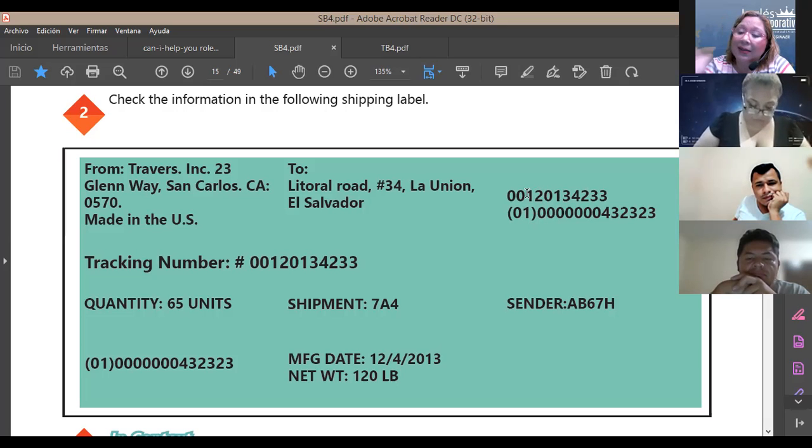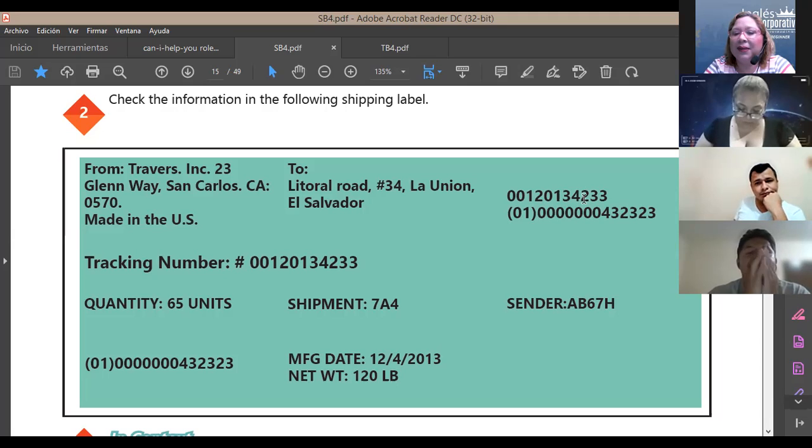But in this case, look at this. Here we have a tracking number, right? Do you see the tracking number here? 00120134233. Isn't it this one? Okay, miren por acá, está definido, ¿verdad? Pero no, está puesto, pero no está especificado que este es el tracking number, ¿verdad?